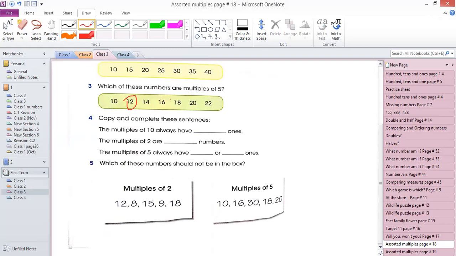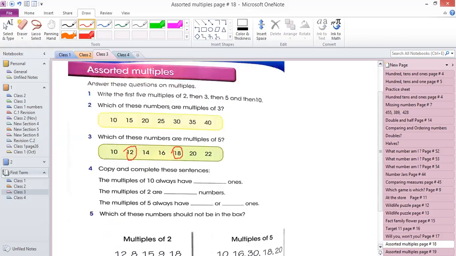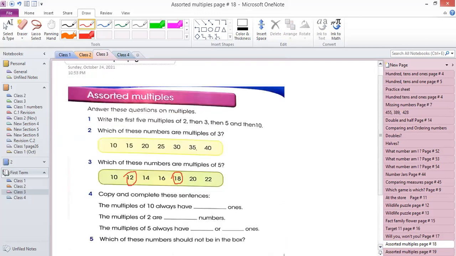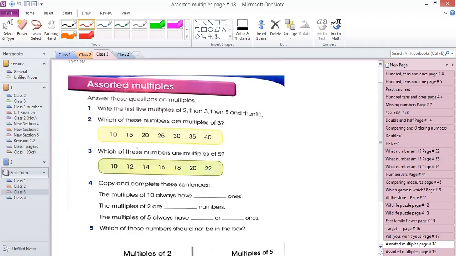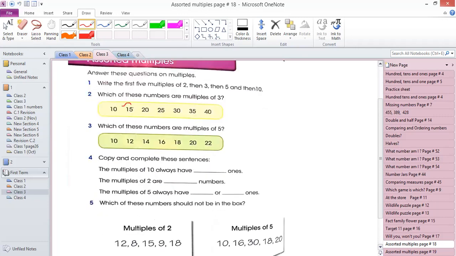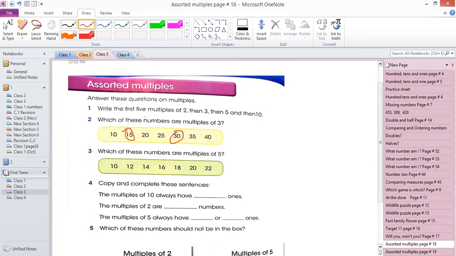16 is even, not a multiple of 3. Then after 15, it is 18. Then 20 is also not a multiple of 3. Then 22. So 9, 12, 15, 18, 21, there is no 21, then 24. So these are the numbers which are multiples of 3, and it should be here 15 and 30. Here 15 and 30 are multiples of 3.